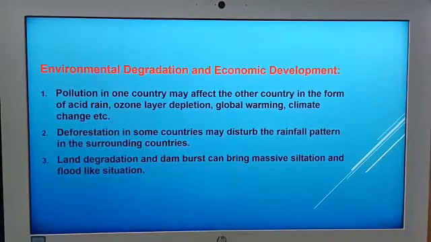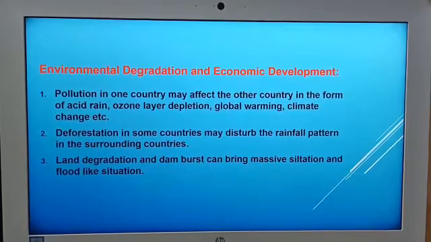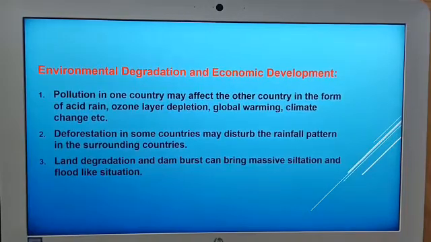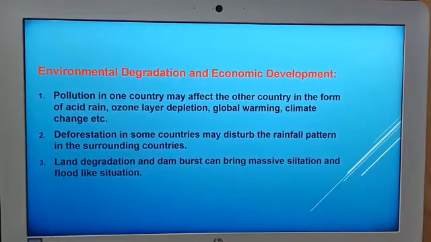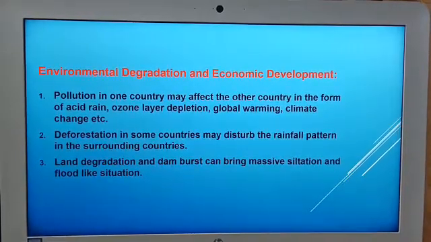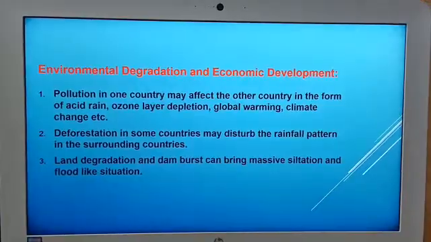For example, pollution in one country may affect the other country in the form of acid rain, ozone layer depletion, global warming, climate change, etc. Deforestation in some countries may disturb the rainfall pattern in the surrounding countries. Land degradation and dam burst can bring massive siltation and flood-like situation.